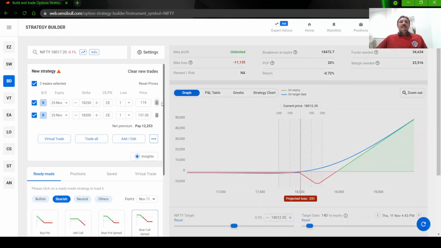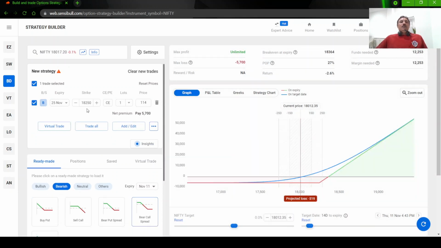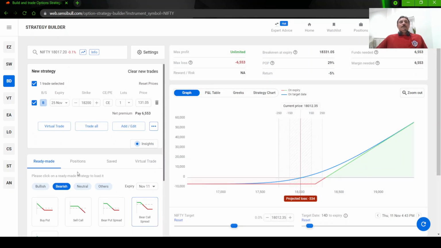Okay, let us delete this one. You go and buy an 18,200 call. When you simply buy an 18,200 call and the market goes down, what will we lose? We will lose the entire 6,500. But when you take the spread, this has an advantage because you are going to pay only the premium. There the margin will be there, so you have to pay the margin.